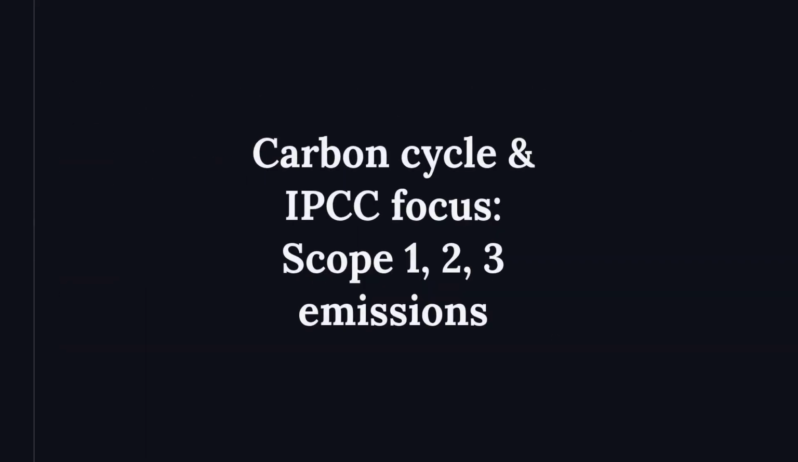Section 1 focuses on the carbon cycle and the Intergovernmental Panel on Climate Change. It differentiates between Scope 1, 2, and 3 emissions. The section explains the carbon cycle and the Anthropocene. It compares carbon footprint with life cycle assessment. A summary of the IPCC 6th Assessment Report is included.